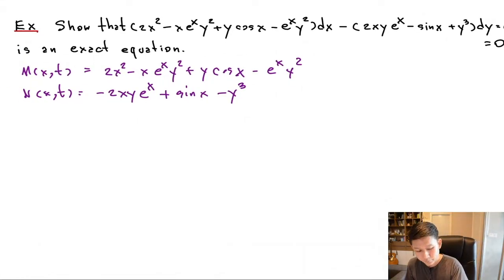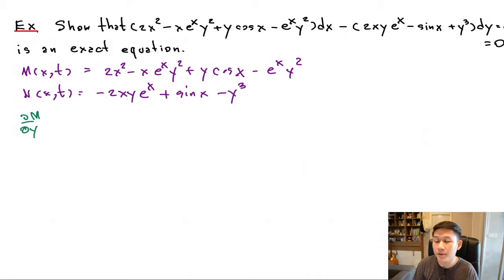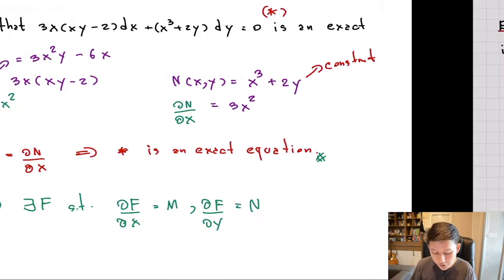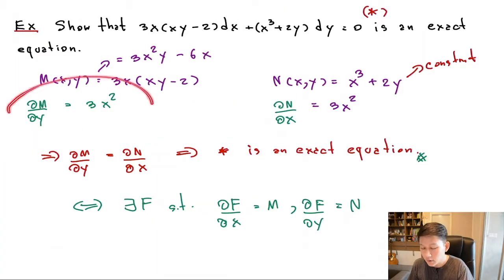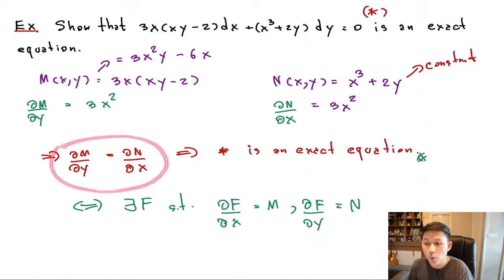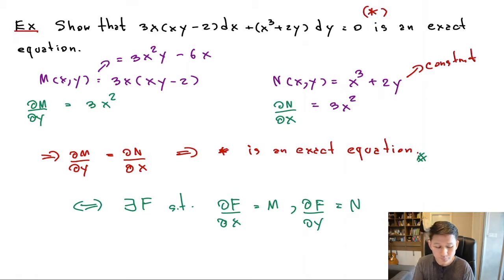Okay, so it equals 0. Then if we want to show that it's an exact equation, what we need to do is find the derivative of M by y, as we did here. Make sense? And then we're going to show that ∂M/∂y is the same as ∂N/∂x.